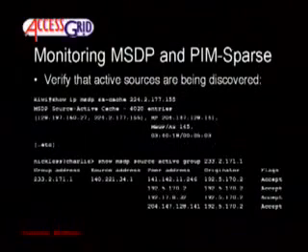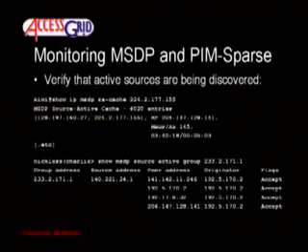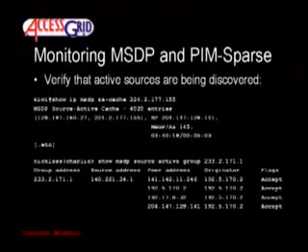Next thing you want to do, if in fact you've got MSDP up, is make sure that you're getting active sources. That is, you've got reachability information that's being properly interpreted. On Cisco, you do a show IP MSDP SA cache. In this case, I'm looking up a particular multicast group. I get lots of entries there.